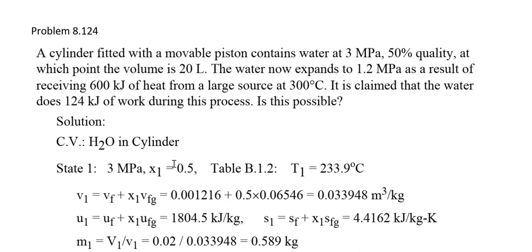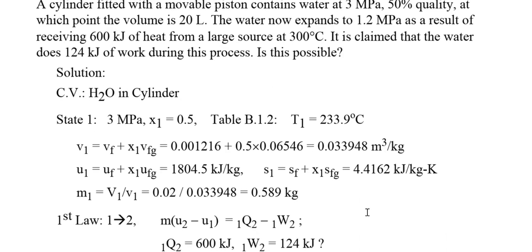Now if the final entropy generated is greater than zero, the process would be possible. If the total entropy generated, or the total entropy of the system and surrounding, is less than zero, that means the process is not possible. So this is a problem of water again. State number 1 is at 3 megapascal and 50% quality. That means we are inside the vapor dome, and inside the vapor dome we have the values of the saturated liquid. So at 3 megapascal, x is 0.5.